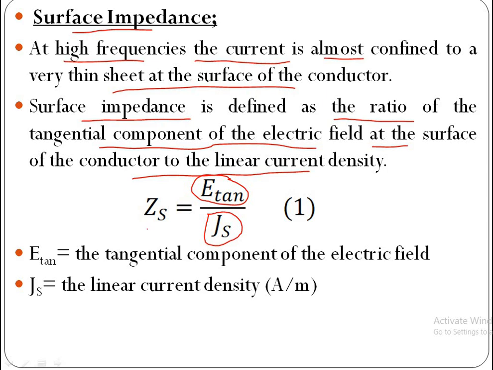So, Z suffix S is equal to E tangential component by Js, which is equation 1. Surface impedance is denoted by letter Z suffix S. The tangential component of electric field is represented by E suffix tan. Js represents linear current density whose units are ampere per meter.